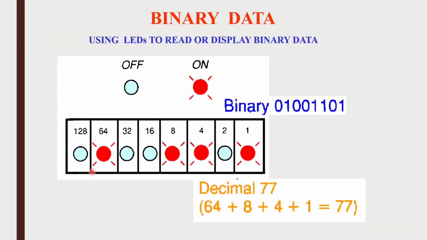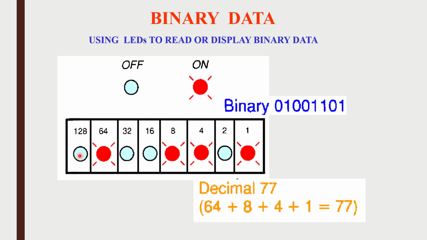Here's another 8-bit display. They're using LEDs to represent on or off, 1 or 0. So in this case, if I want to convert this to decimal, here's my binary number: 0, 1, 0, 0, 1, 1, 0, 1. What quantity is represented here if we were to convert this to decimal? How do you do that?